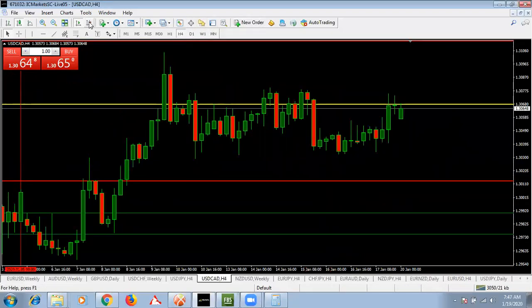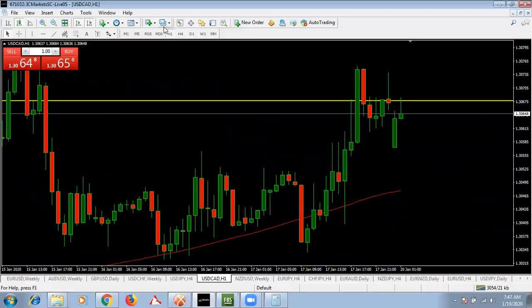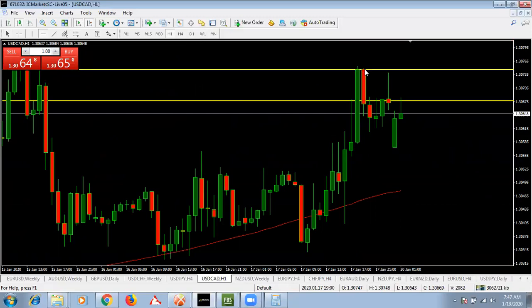So let me see what I have on lower time frame. Okay, so I'm considering buying the pair. I think I would have to wait for a break above this level. Yes, a break above this level before I would buy this pair.